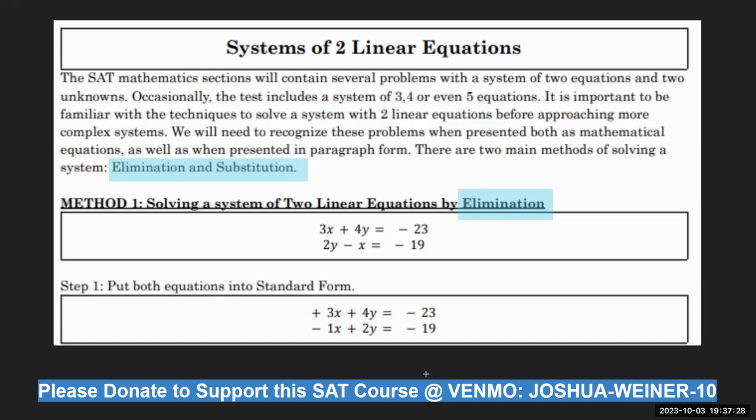So here's the first technique, called the elimination technique. For method 1, here's the following example: 3x plus 4y is negative 23, and 2y minus x is negative 19. What I took the liberty of doing is, equation number 1 is the same, but equation number 2 was not sorted alphabetically.